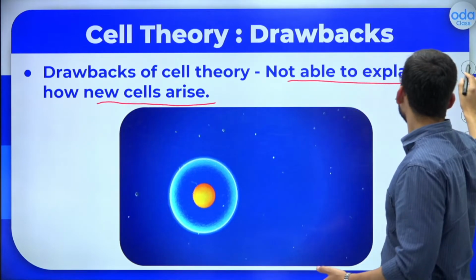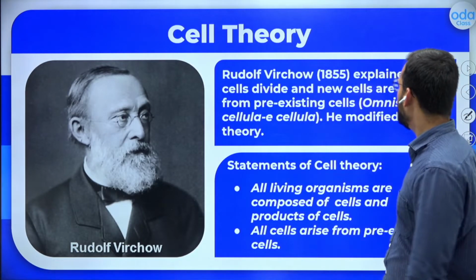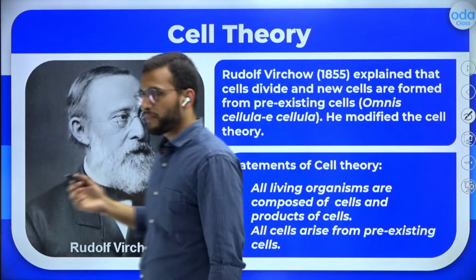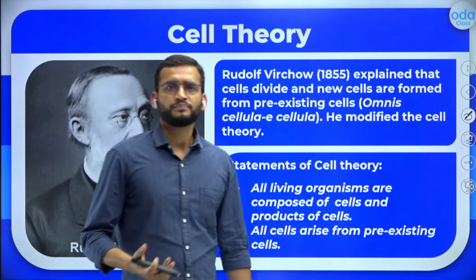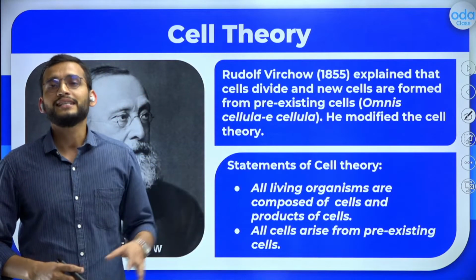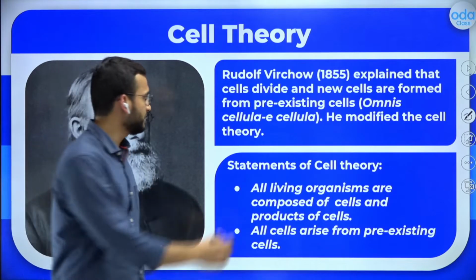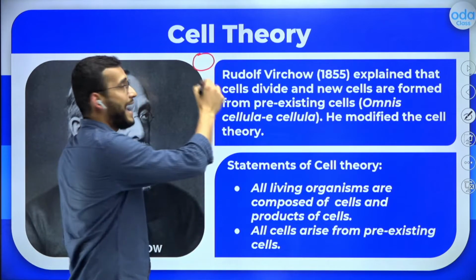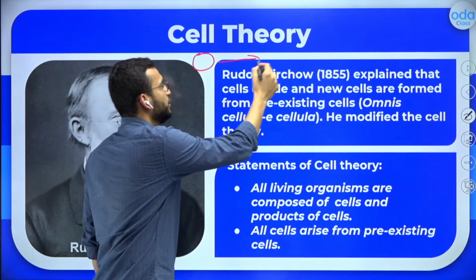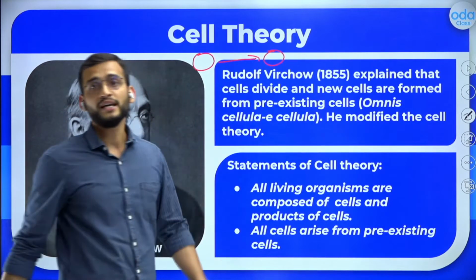Then came Rudolf Virchow in the year 1855. So in 1855, Rudolf Virchow modified the cell theory. What he told was that all cells arise from pre-existing cells. Let us say there is one cell over here, and this one cell will be giving birth or rise to a new cell. This was explained by Rudolf Virchow.